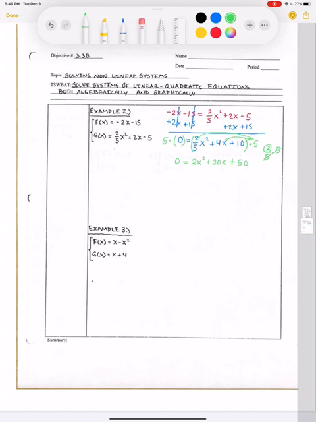And to solve, what I can do is, first of all, simplify this. If I look at all of my numbers here, 2, 20, and 50, they're all divisible by 2. So if I divide everything by 2, I'm going to have 0 equals x squared plus 10x plus 25. And what I can do is solve this equation by factoring.